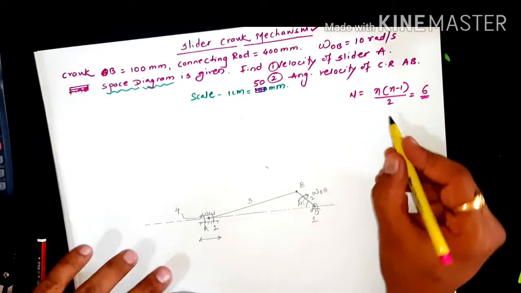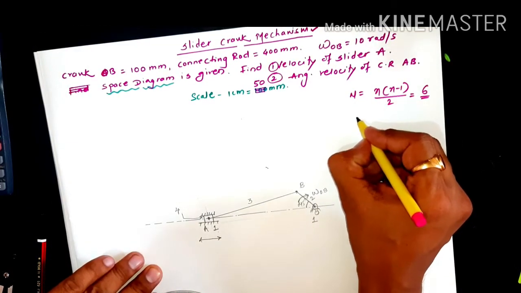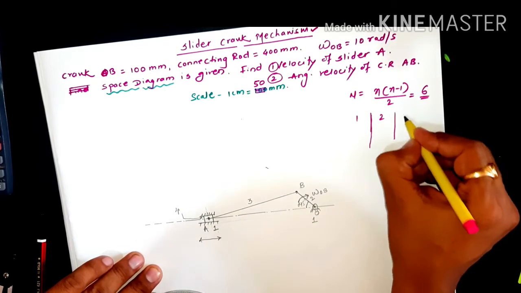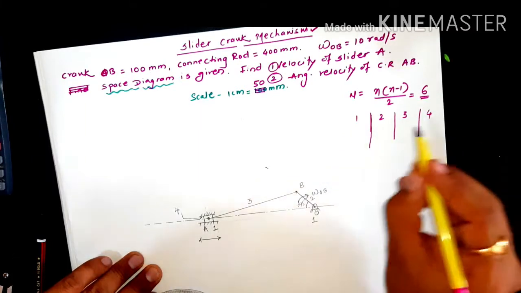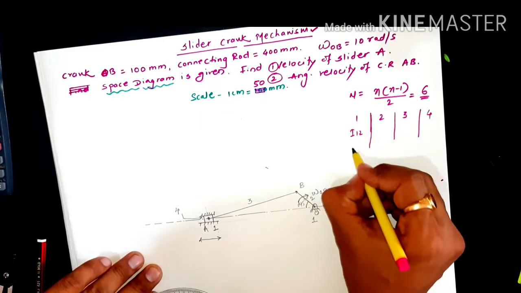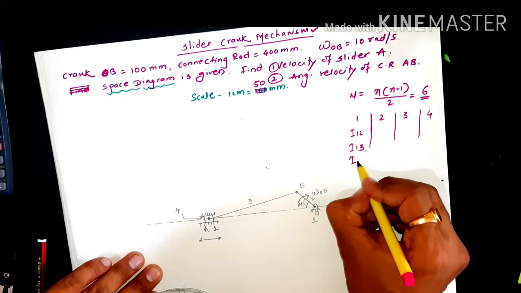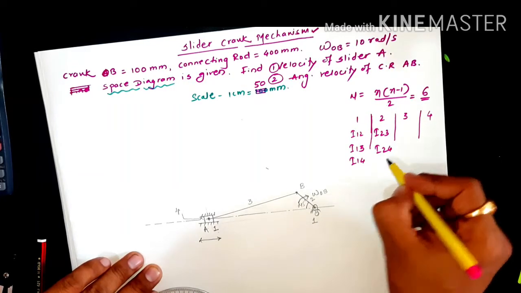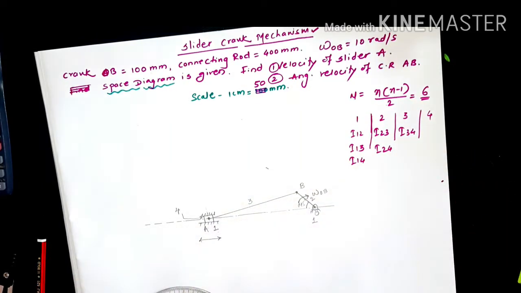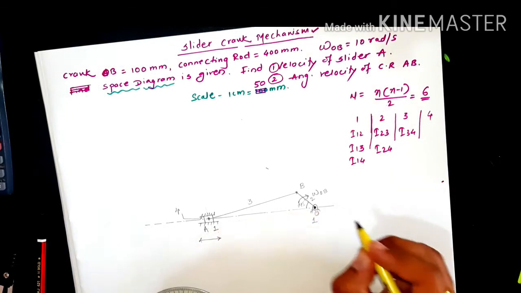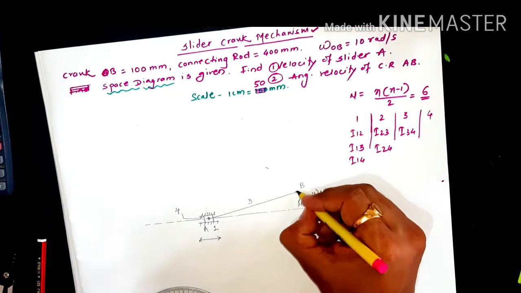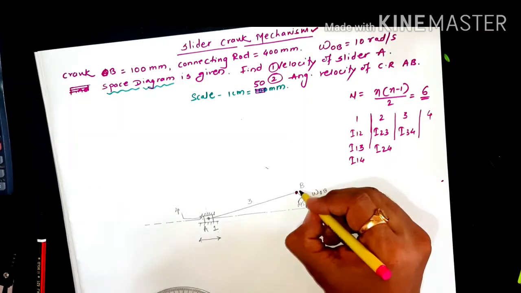Again, let us name them. As per the bookkeeping table method, let us make 4 columns: 1, 2, 3 and 4. So the I centers will be I12, I13, I14, I23, I24, I34. These are the I centers. Let me name them first. Here links 1 and 2 are there, so I12. The second one will be I23.